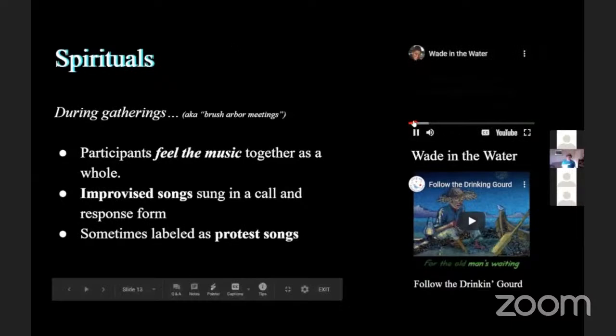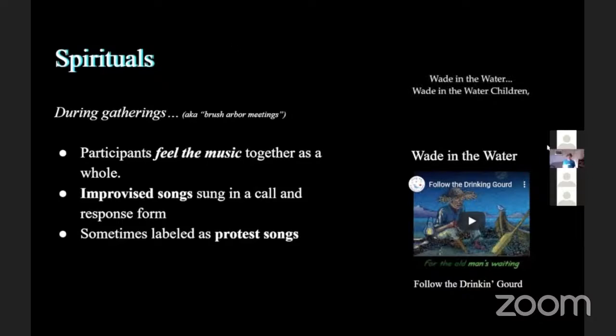"Wade in the water, wade in the water, children, wade in the water. God's a-gonna trouble the water. See that band all dressed in white. God's a-gonna trouble the water. The leader looks like the Israelite. God's a-gonna trouble the water. Wade in the water. Oh, wade in the water, children. Wade in the water. God's a-gonna trouble the water."